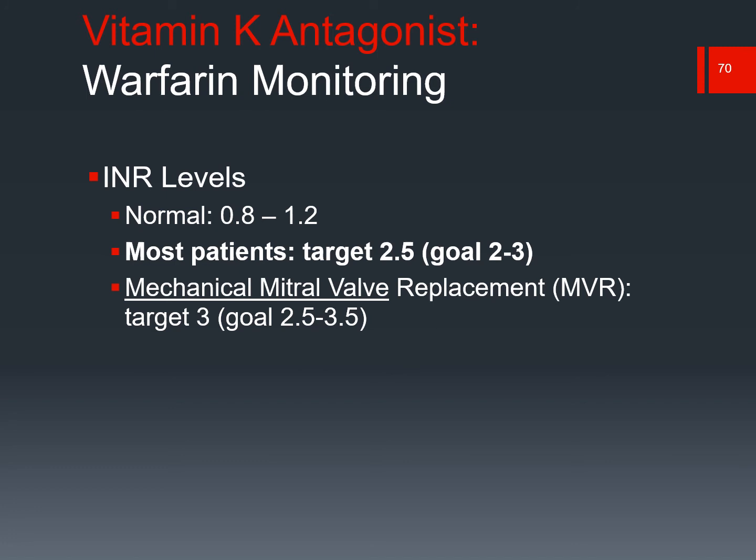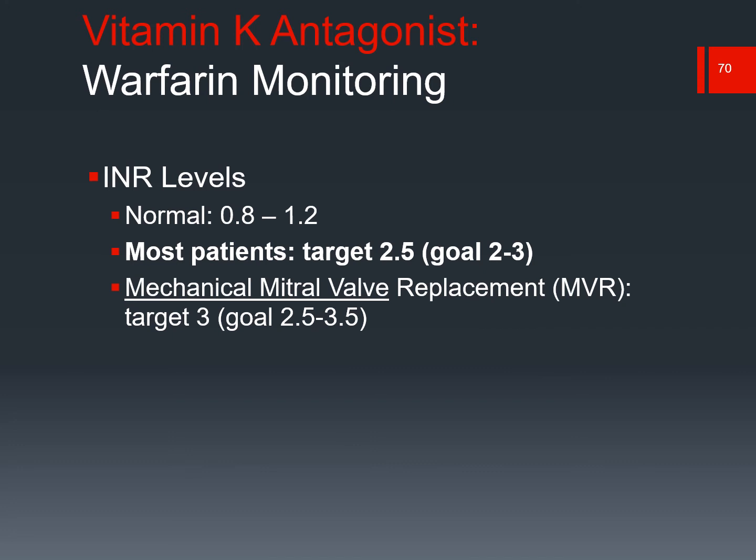If they have a mechanical valve in the mitral valve position, so that is the left side of the heart separating the chambers of the left ventricle from the left atria, if that valve is impaired and they have to have it repaired and have a mechanical mitral valve replacement, then they have what's called a high goal. Their target becomes 3 and their INR goal is 2.5 to 3.5. That is the only high goal that is indicated in the guidelines.